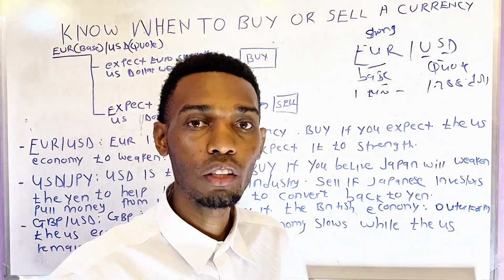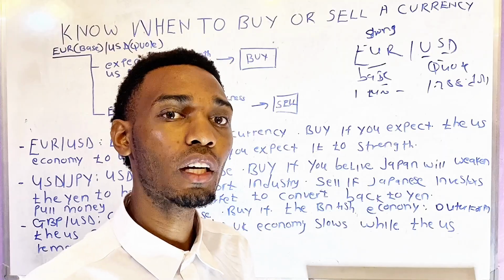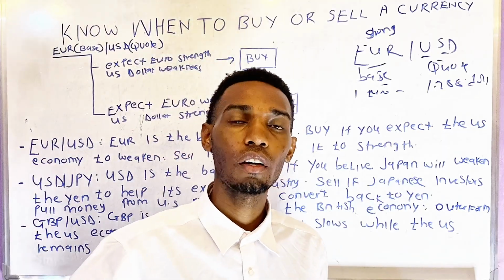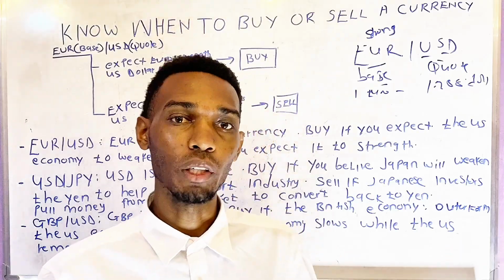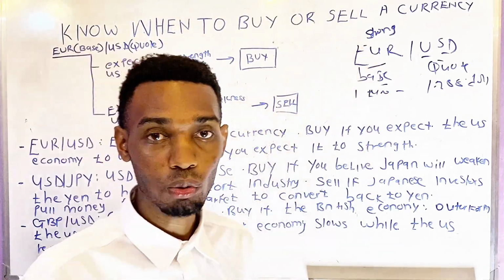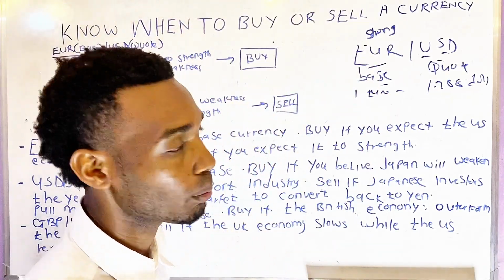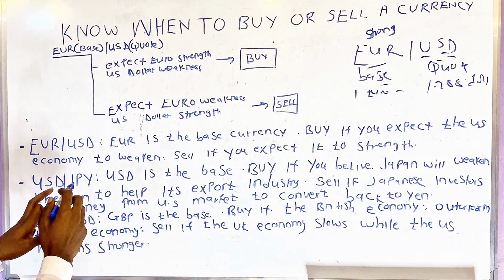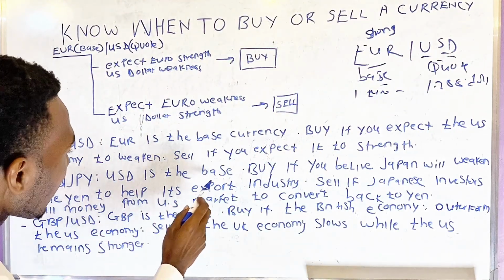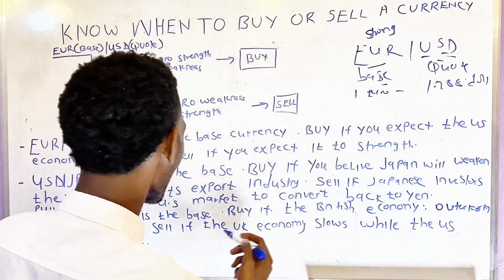You see the USD, the American dollar. If the country is facing challenges with the economy and it is getting weak, now you can buy euros, because when you buy euros you're going to make a profit, because the dollar is going to get weak. The same applies: USD is the base.